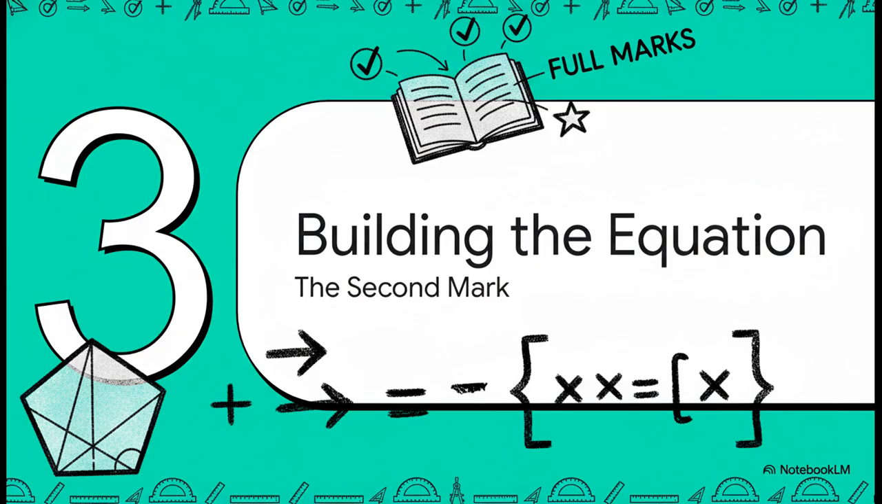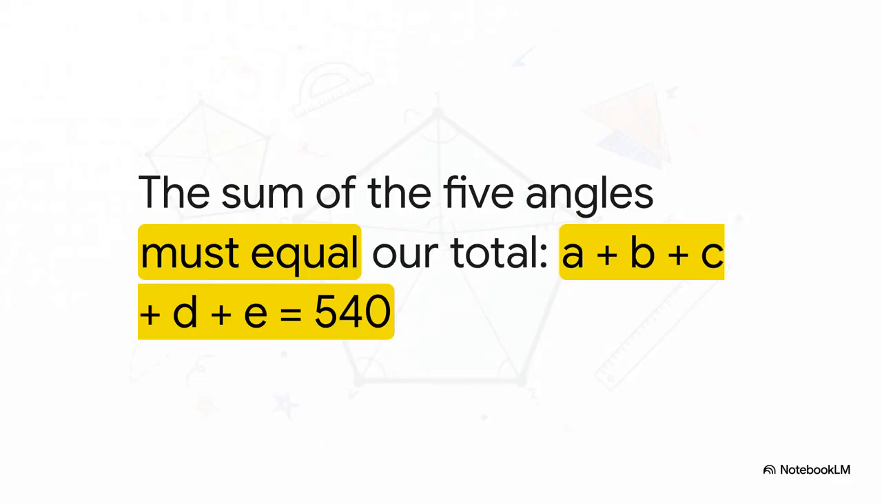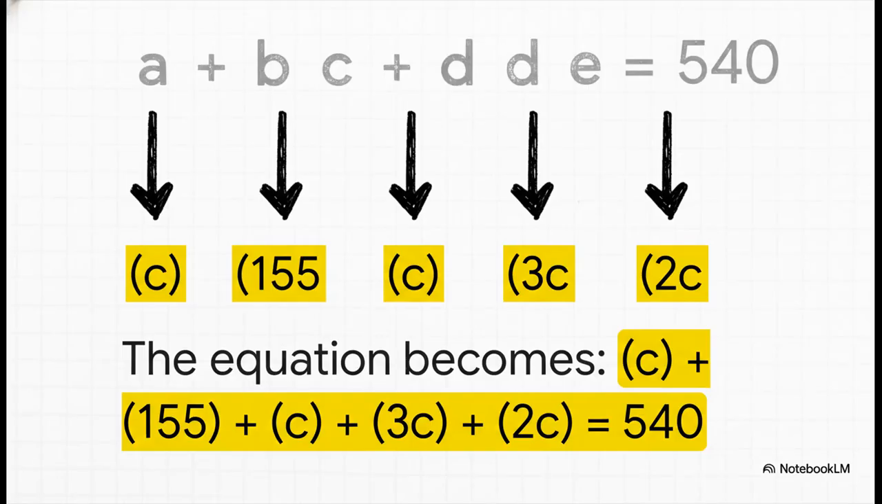Okay, we've got our total, and we've got our clues. Now it's time to put them together and build an algebraic equation. Setting this equation up perfectly is exactly what gets you that second mark. We start with the simple truth. All 5 angles add up to the total we just found. Easy enough. But right now, this equation has way too many different letters floating around. We need to simplify it. And this is where all those clues from the start come back into play. We swap out A for C, we pop in 155 for B, C just stays as it is, we replace D with 3C and E with 2C. And just like that, we've got a much nicer equation with only one unknown variable, C.